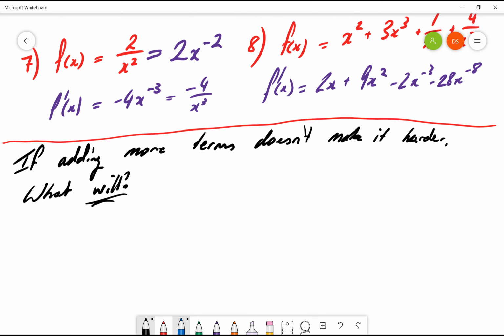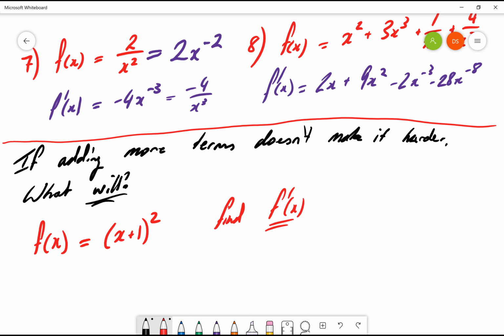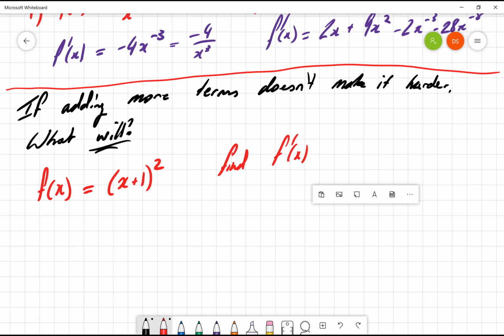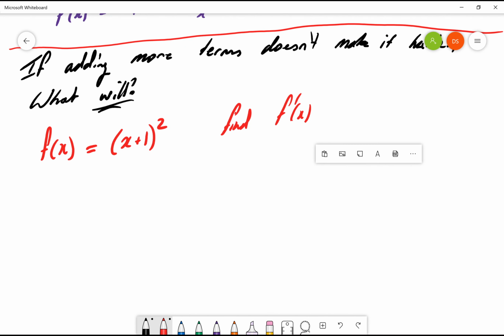Okay. Here's a question. f of x equals (x plus 1) squared. More letters, Oliver. Find f dash of x. Okay, so if you know the answer to this, that's good. But I want you to think of what maths you can do to do this question. What would you do?